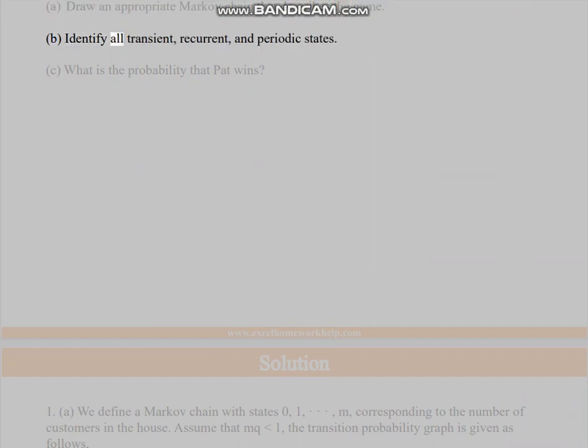A. Draw an appropriate Markov chain that describes the game. B. Identify all transient, recurrent, and periodic states. C. What is the probability that Pat wins?